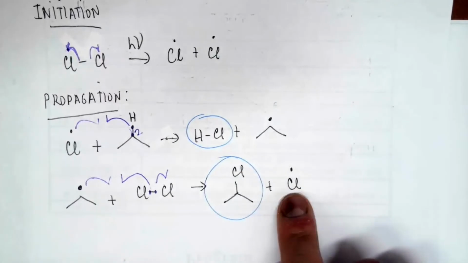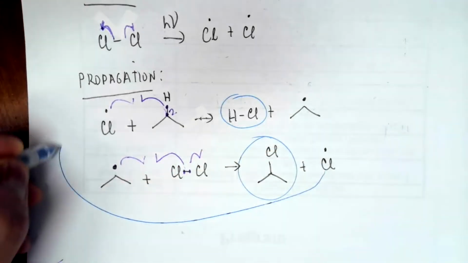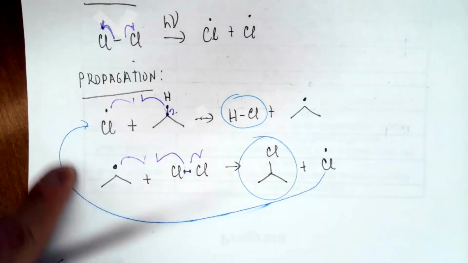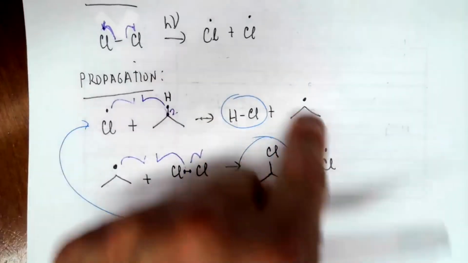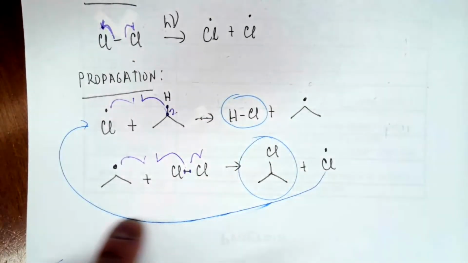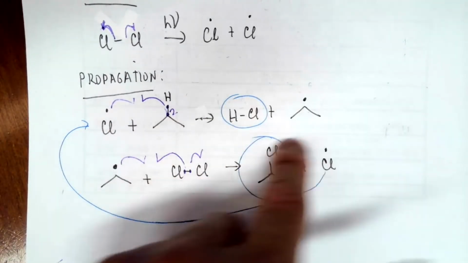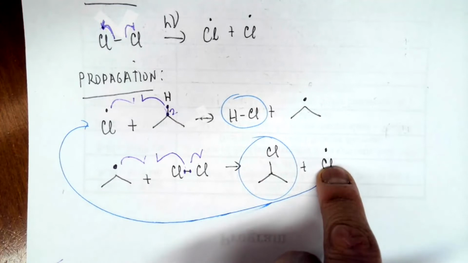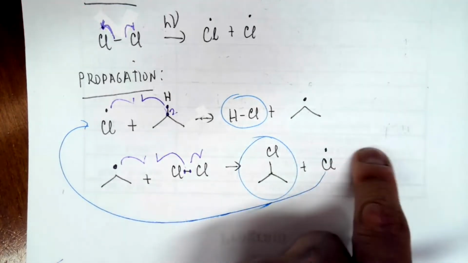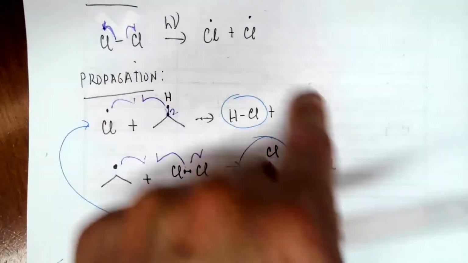Now you say, professor, what happened with this Cl radical, right? This Cl radical goes back to the starting point and is a chain of reactions. It's a chain reaction. This Cl radical will go back to the starting point, consume another propane, produce these products, and then create another Cl. That new Cl radical will go back to the chain. See, it's a chain reaction.